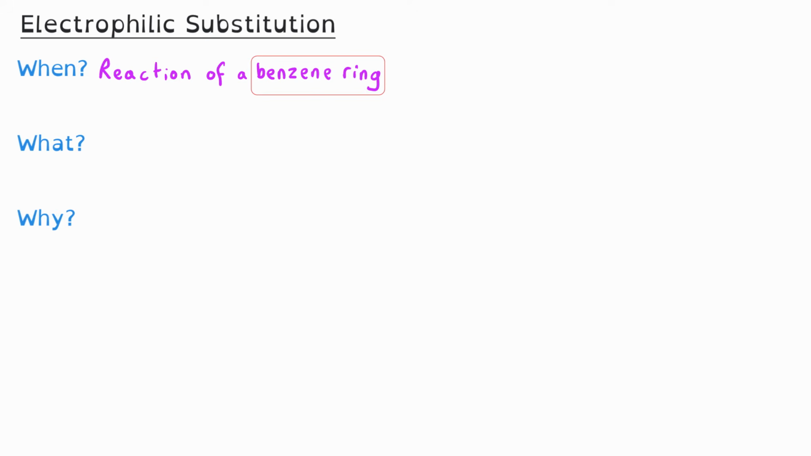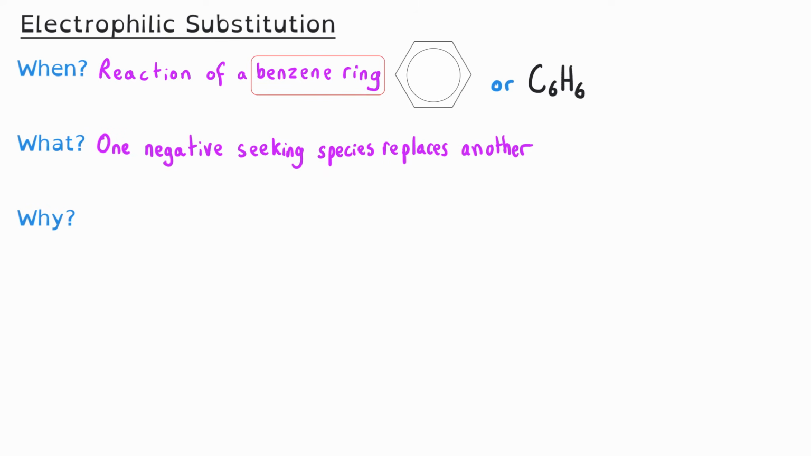The electrophilic substitution mechanism occurs when there is a reaction of a benzene ring. And not just a benzene ring being present, the ring itself needs to change. We can represent the benzene ring with the hexagon with the circle inside it for the delocalized electron cloud, or we can just use the formula C6H6 for the benzene ring, but obviously if there are groups already on the ring, it won't be C6H6. And what occurs in simple terms is one negative seeking species replaces another. And in electrophilic substitution, it's always an H+ ion that is replaced.